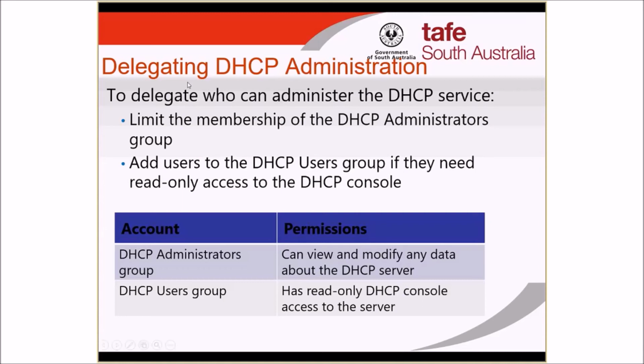To delegate who can administer the DHCP server, you should limit this membership to only the DHCP Administrators group. Add users to the DHCP Users group if they need to have read-only access. If they need to be more than read, use the DHCP Administrators group. So administrators can view and modify the data. Users can only look at the data.